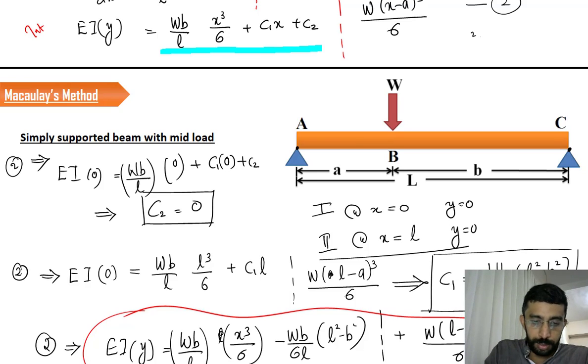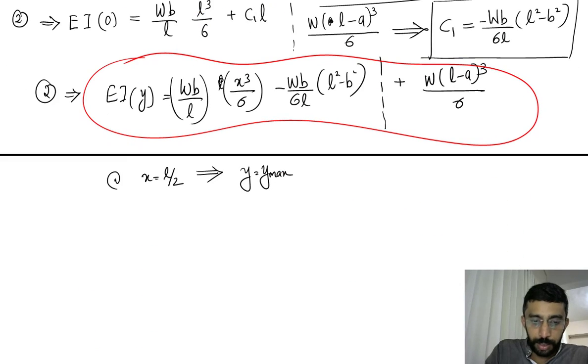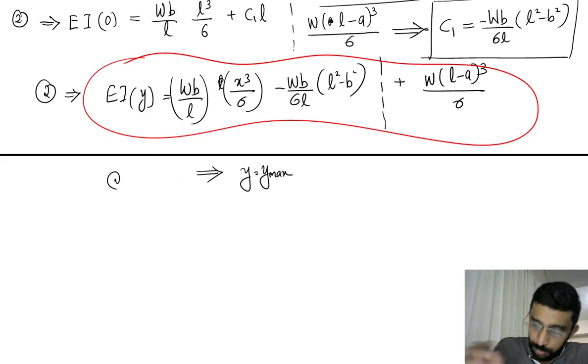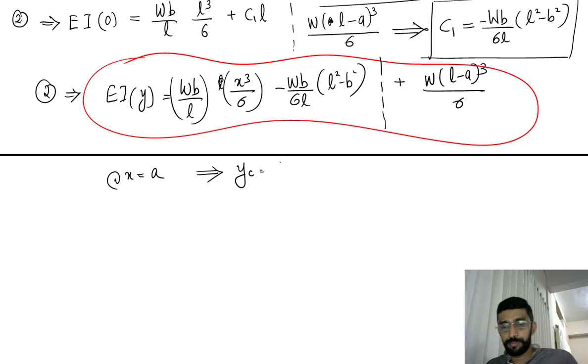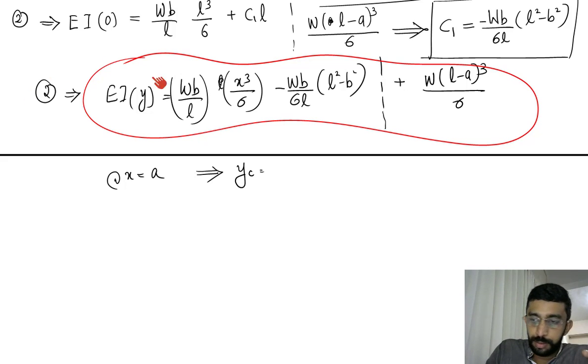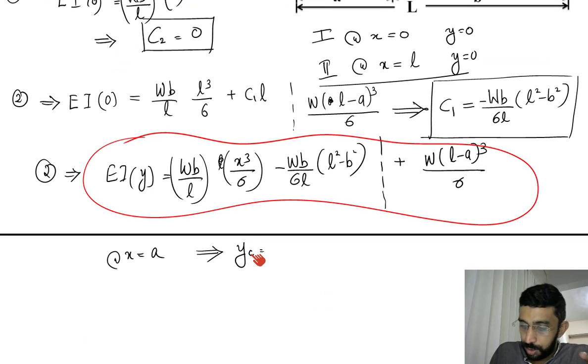Let us say I will do one thing. I will rewrite this equation like this. It's not exactly at x equal to L by 2. We will find the value at L by 2 later. Before that, say it like this: at x equal to A gives the deflection at C, right? So not C, it is B.